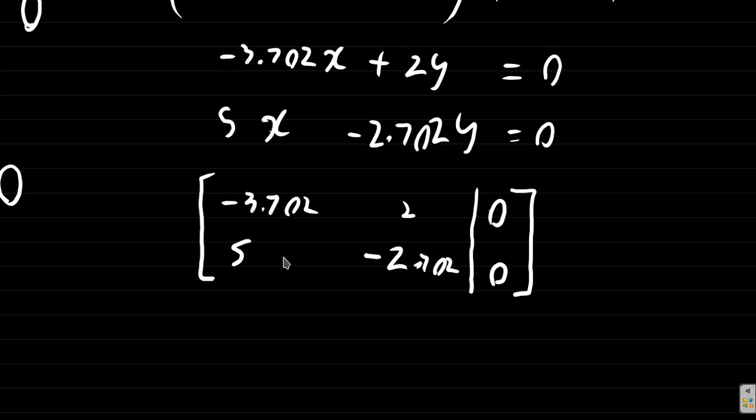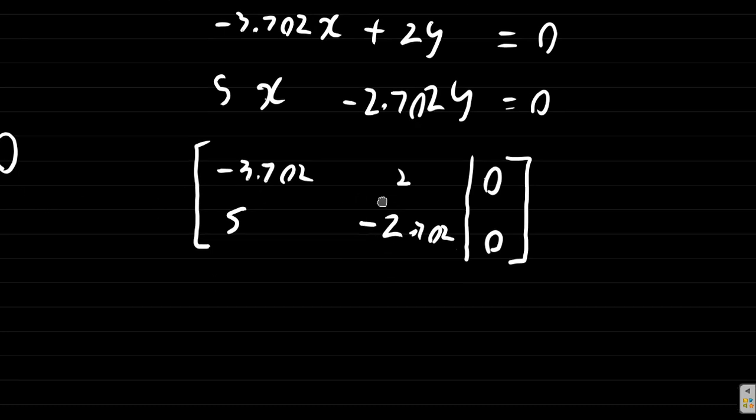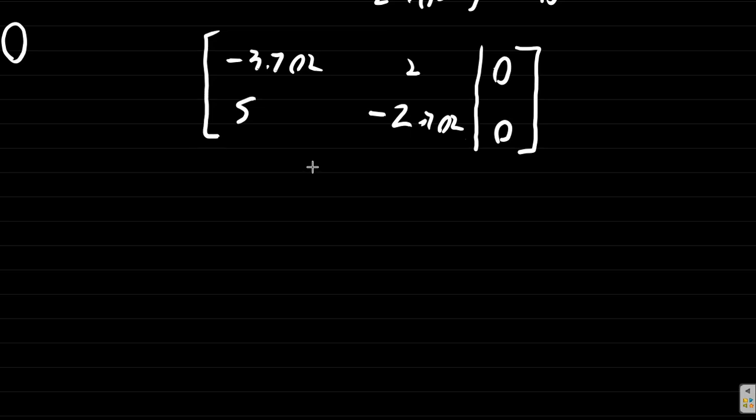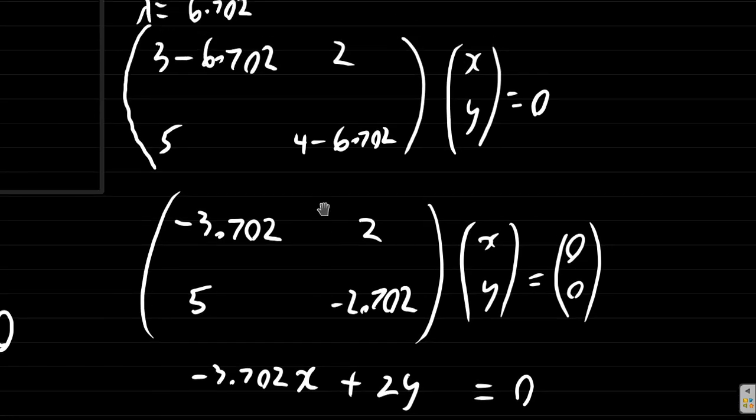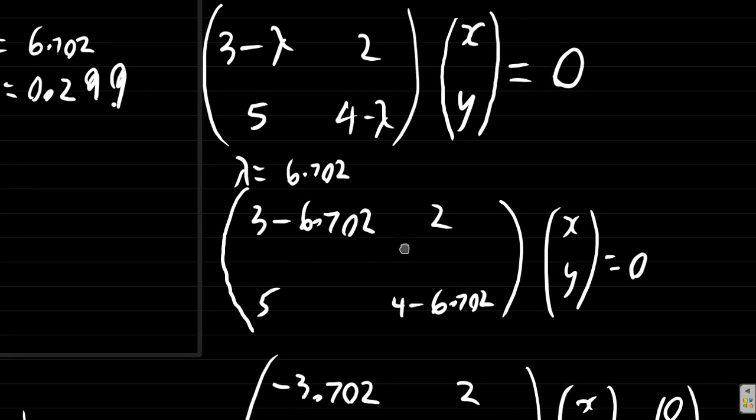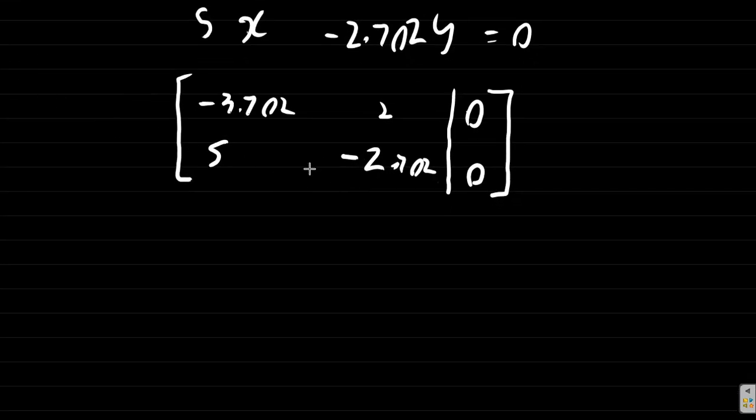Alright, so we could use the elimination form. Gaussian elimination is going to be a bit more complicated, being that we have decimals here. But once you solve this, you will get the eigenvectors corresponding to lambda equals 6.702. Alright? Suppose we divide both sides by 5. Call this row 2, this is row 1.